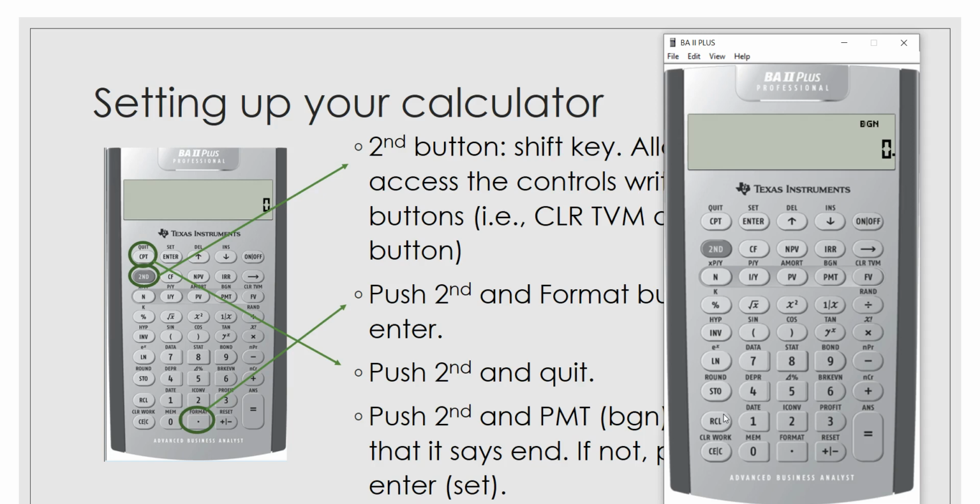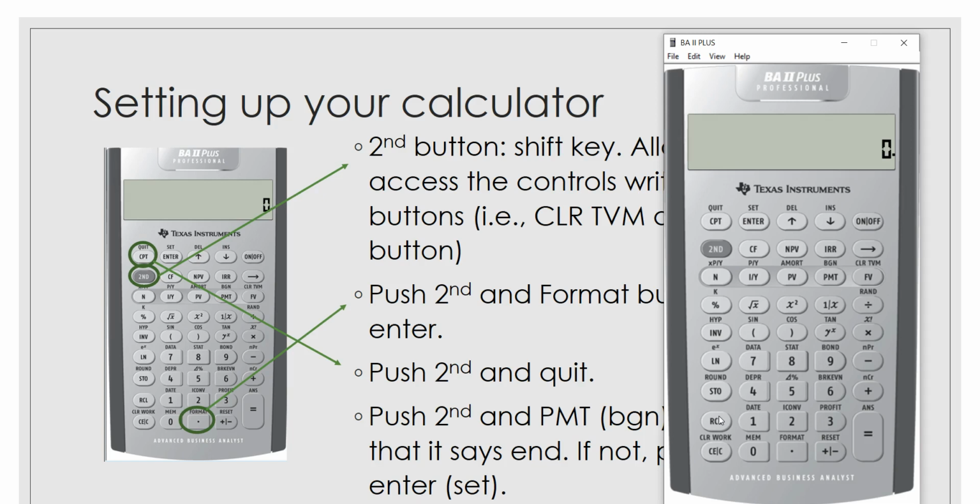So if yours looks that way, then you need to push the second button and begin, which is also the payment button. Notice that your calculator prompts you at the top center of the screen and it says, if you don't like this, push the set button. The set button is also the enter button. So second, set. Now we can just press clear. And now it's in end mode. So that is the nice thing about the BA2 Plus.